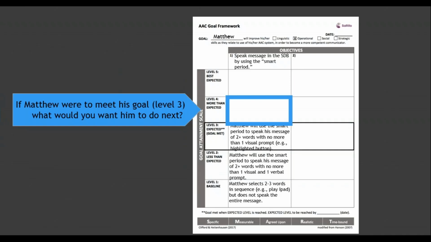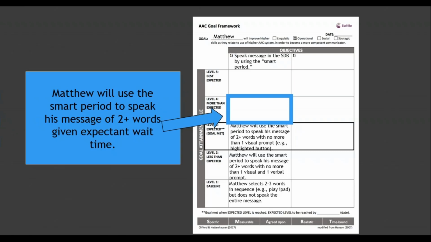We're going to jump to level 4. If Matthew met his goal at level 3, what are we expecting him to do next? And here we want Matthew to use the SMART period to speak his message of 2 or more words given expected wait time. So we're decreasing the support there.